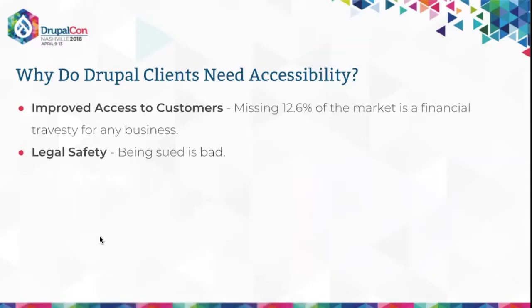So our clients need accessibility, even if they don't always know they do or they haven't heard of it, both to cover their access to customers. Missing 12.6% of the market is a financial travesty for any business. That's a really big deal. And then there's also legal safety, because being sued is bad.